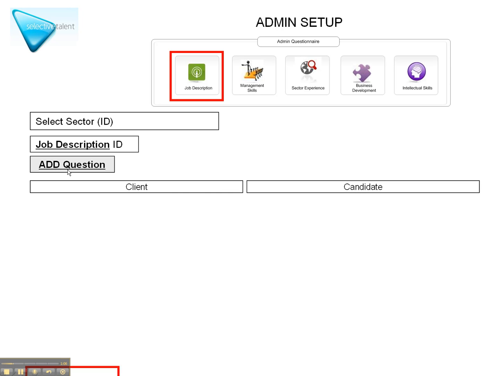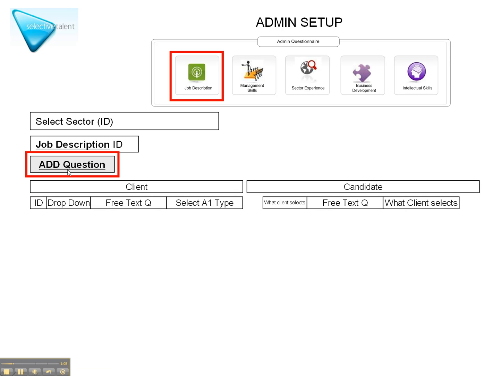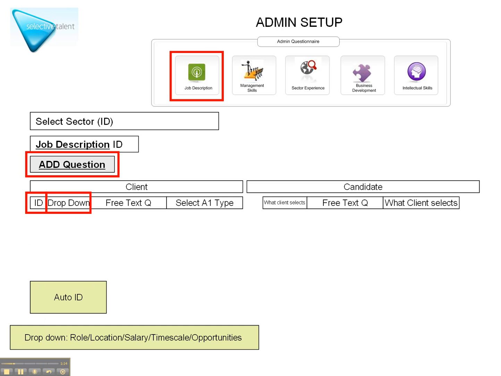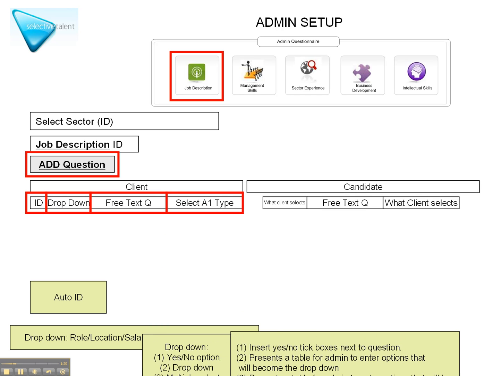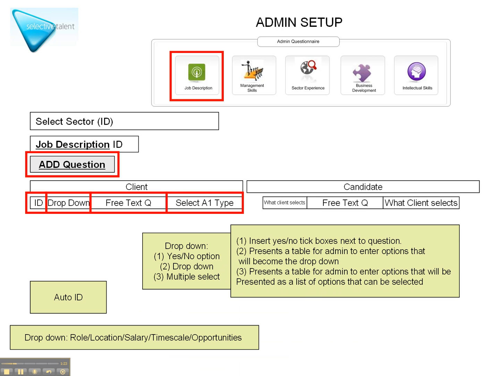So if we add a question, we end up with an automatic ID, a drop down box which is role, location, salary, timescale and opportunities, a free text box, and we have a drop down box which is actually the answer. Now is the answer to be a yes no option, drop down option, or multiple select option?